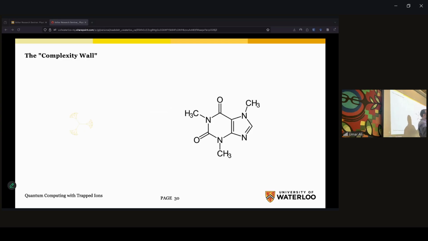Can anyone recognize this molecule, by the way? It's caffeine. It's a lovely one.